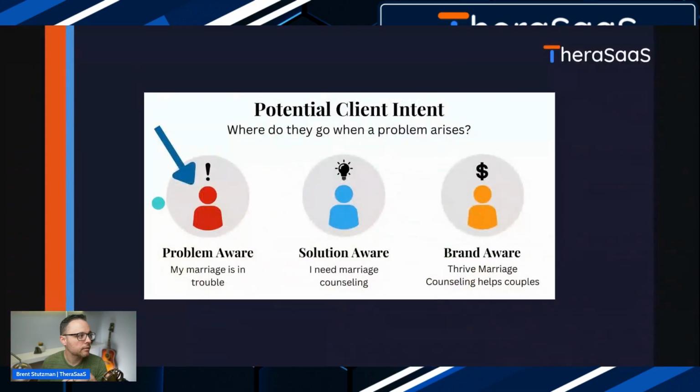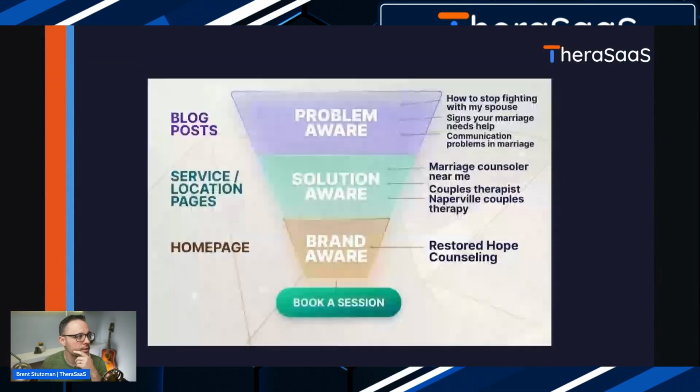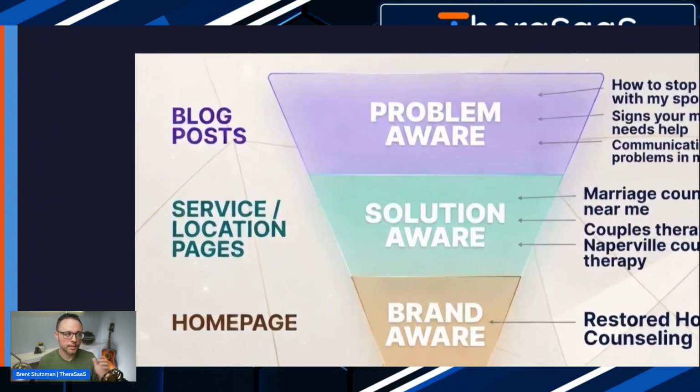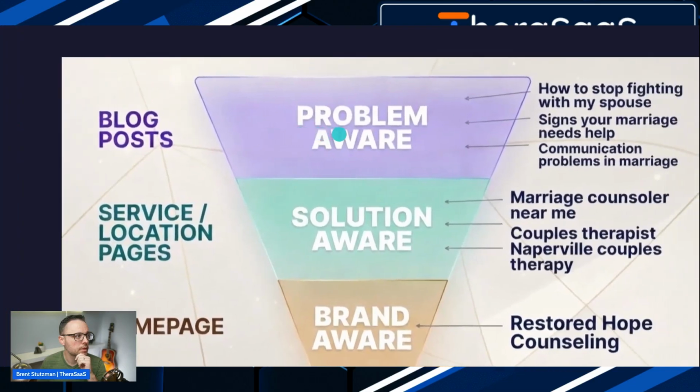Can I go back here? Right there. What I did is I'm going to do this as kind of like a vertical: problem aware, solution aware, brand aware, a bit of a funnel. So when we think about content, I'm going to move from left to right here. When you think about content in the problem aware stage, you're thinking about blog posts.